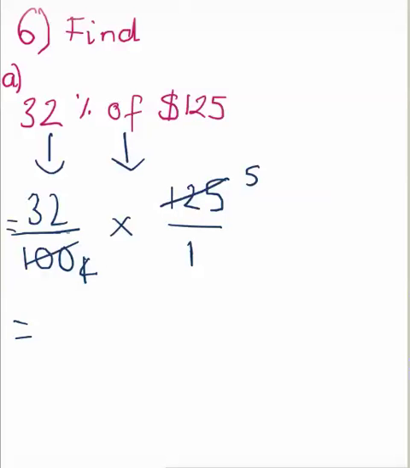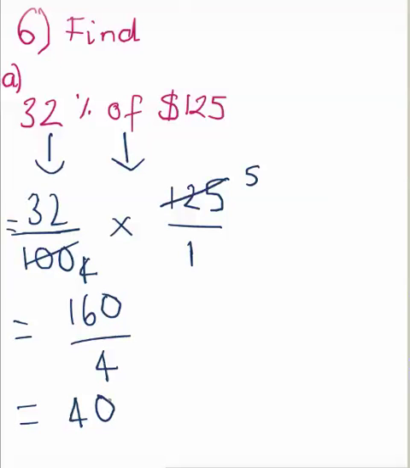So my next step is to go 32 times 5, which is 160. 4 times 1 is 4. Okay, and then 160 divided by 4 is 4 into 16 goes 4 times. 4 into 0 can't go, so we have 40.